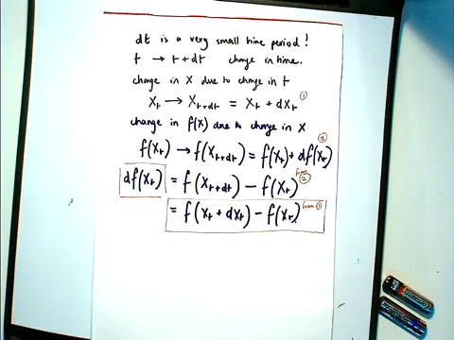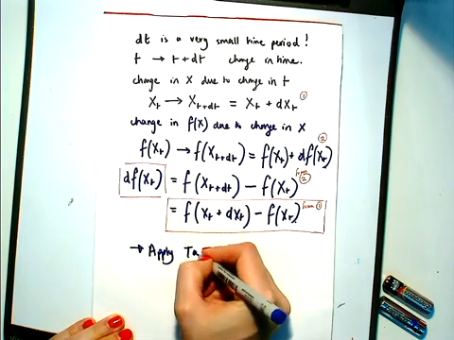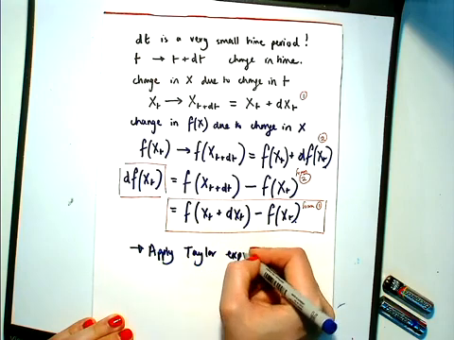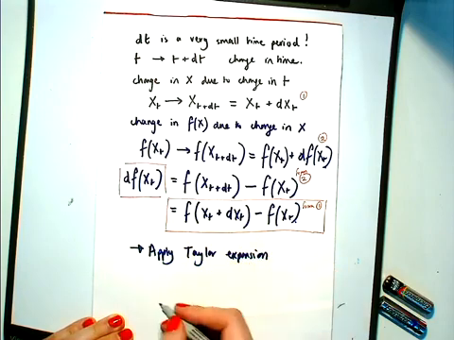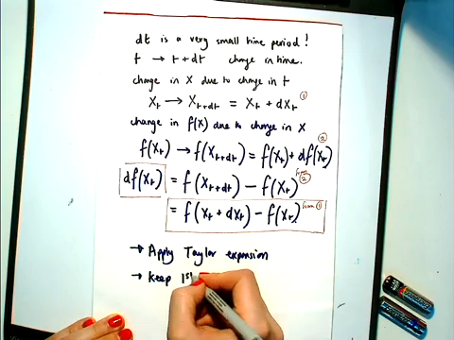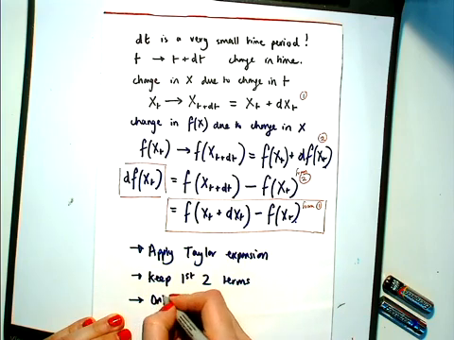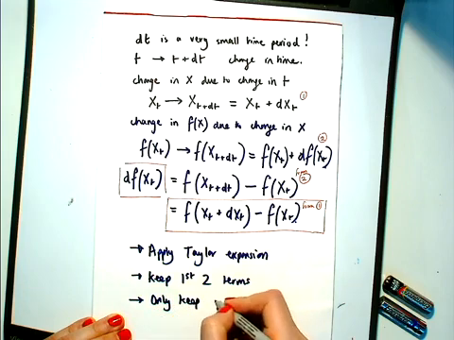We're only going to keep the first two terms, right? And we also need to remember a few little rules. These rules will come up again and again in various different forms, but the overall message is: apply Taylor expansion. Keep the first two terms. And then only keep dt terms.